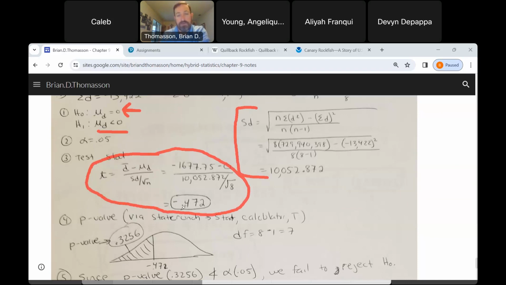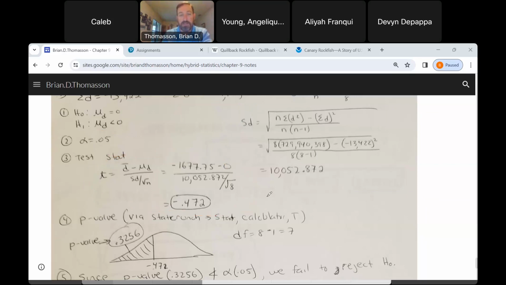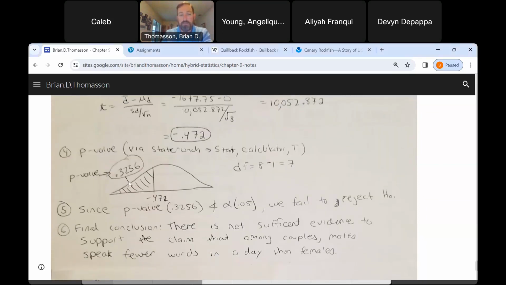Okay, so negative 0.472, that's not very far away. So what they're saying is the difference in the number of words between the males and females is only about half a standard error apart. That's not very far. So what we're thinking is the males and females speak about the same number of words. Okay, so when we find the p-value, we do a left-tailed test.